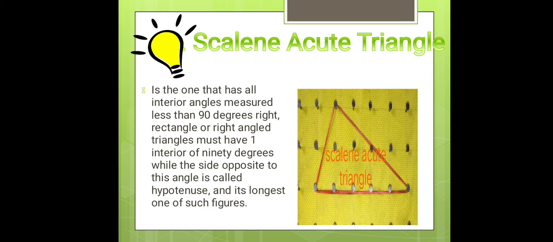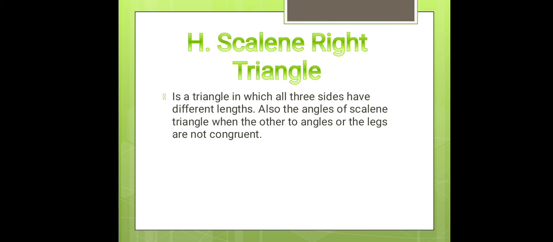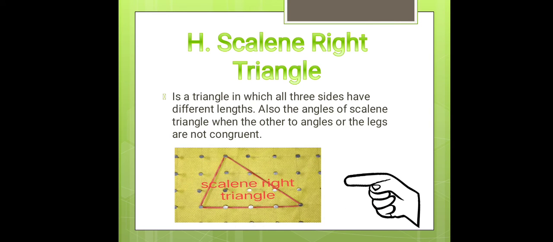Scalene acute triangle is the one that has interior angles measuring less than 90 degrees. Scalene right triangle, or right-angled triangle, must have one interior angle of 90 degrees, while the side opposite to this angle is called the hypotenuse, and it is the longest side of such figures. A scalene triangle is a triangle in which all three sides have different lengths. Also, the angles of the scalene triangle are unequal, and the legs are not congruent.